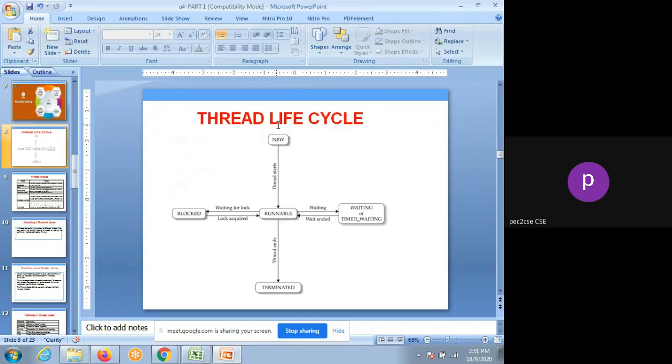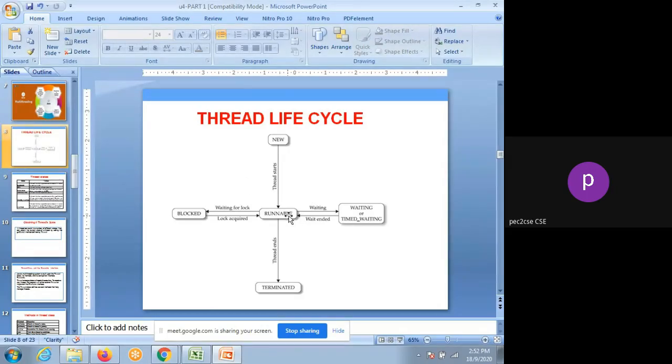So whenever a thread is created, it is in a new state. Whenever a thread starts execution, it is in a runnable state. From the runnable state, a thread may go to a blocked state, for example if it is trying to get an IO device and could not get it. In that case, it will go to a blocked state. When the IO device is available, it will come back from the blocked to the runnable state.